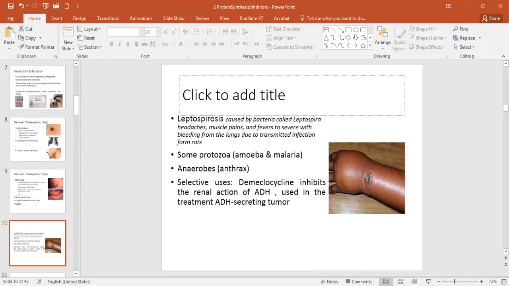Some protozoa like amoeba or malaria are sensitive to tetracycline, so it can be regarded as a drug of choice. Anaerobes, الانثراكس، الجمرة الخبيثة أيضا sensitive to التتراسايكلين، ممكن يعالج التتراسايكلين. Selective uses: الديميكلوسايكلين هو أحد مشتقات التتراسايكلين. Inhibits the renal action of ADH, antidiuretic hormone, and thus can be used in treatment of ADH secreting tumor.